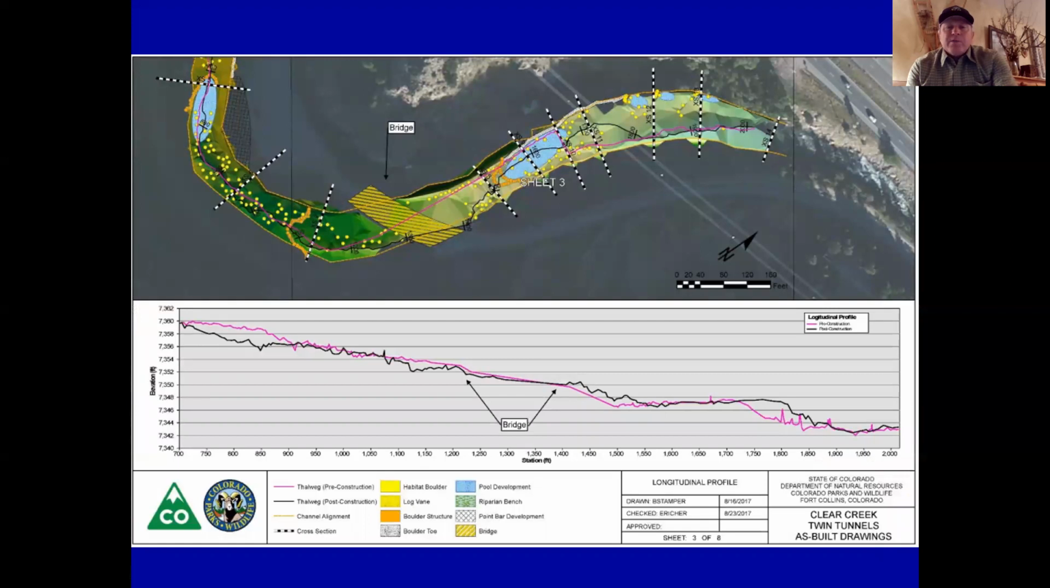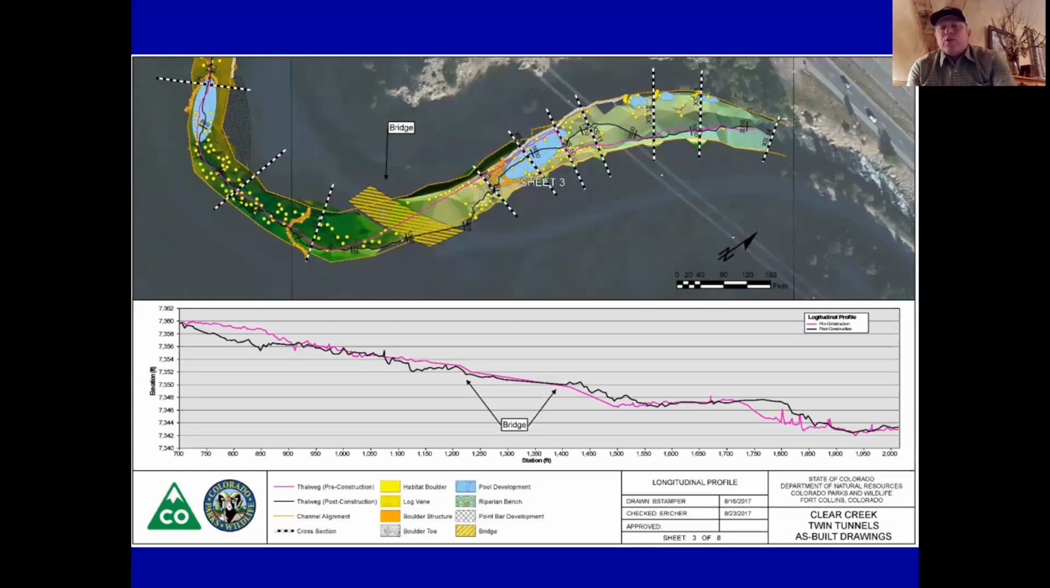And what we were able to do there is just add some structures that would hopefully enhance those pools, create some habitat diversity and velocity refuge. So the yellow circles on here designate boulders that were placed in the channel. You can see where we excavated a pool. Those are the dark blue ovals. Those are pools that were added and excavated.